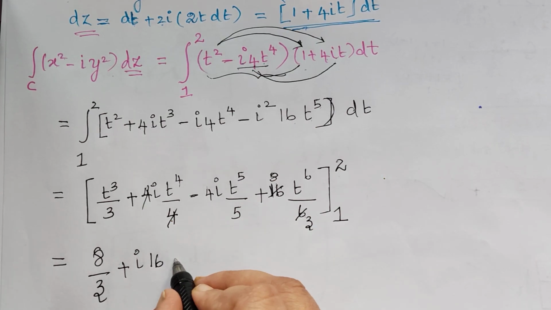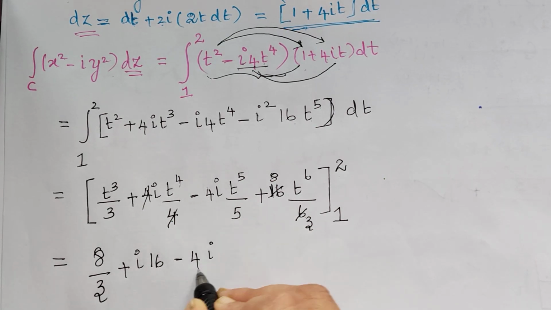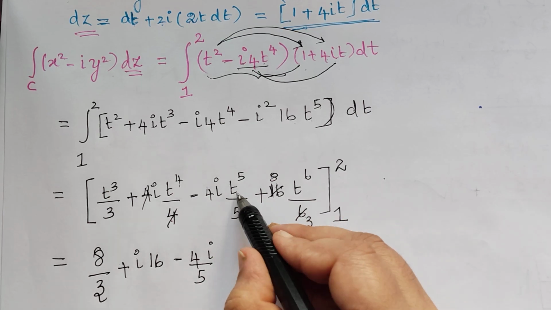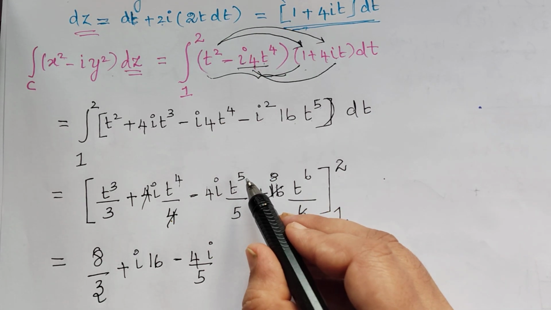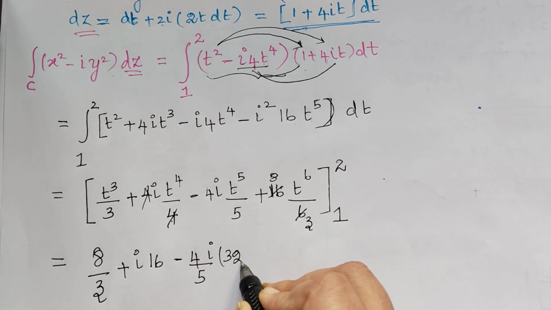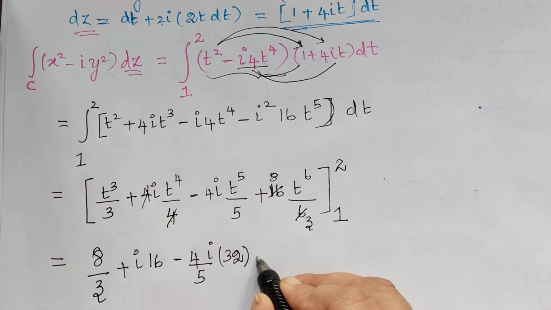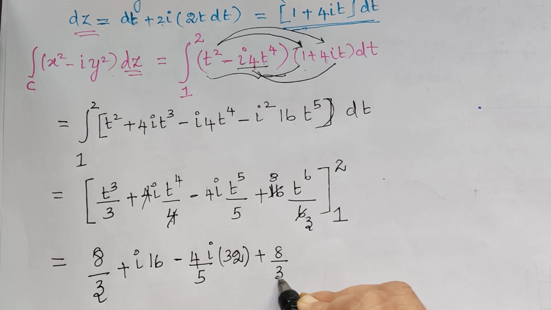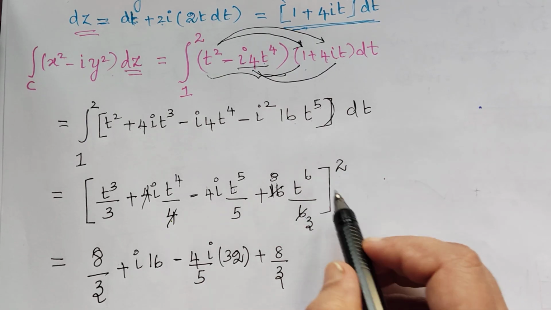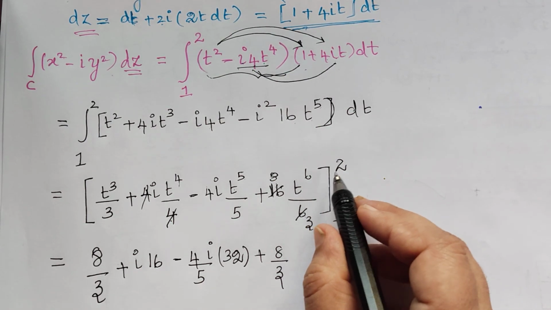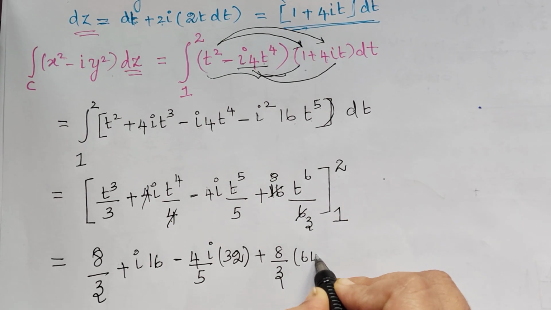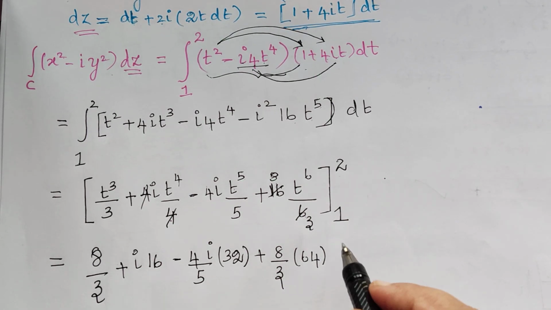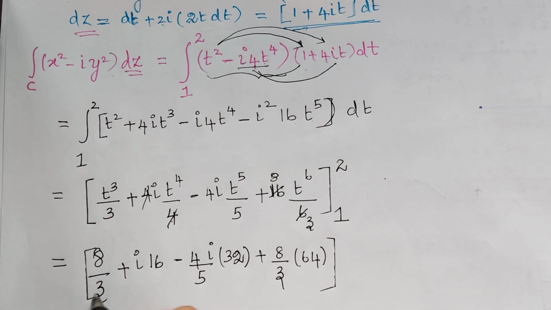And then minus 4i by 5 t to the power 5, that is 2 to the power 5, which will be 32. And then plus 8 by 3 t to the power 6, that is 2 to the power 6, which will be 64. So this is 64. Upper limit is over. Now minus the lower limit.